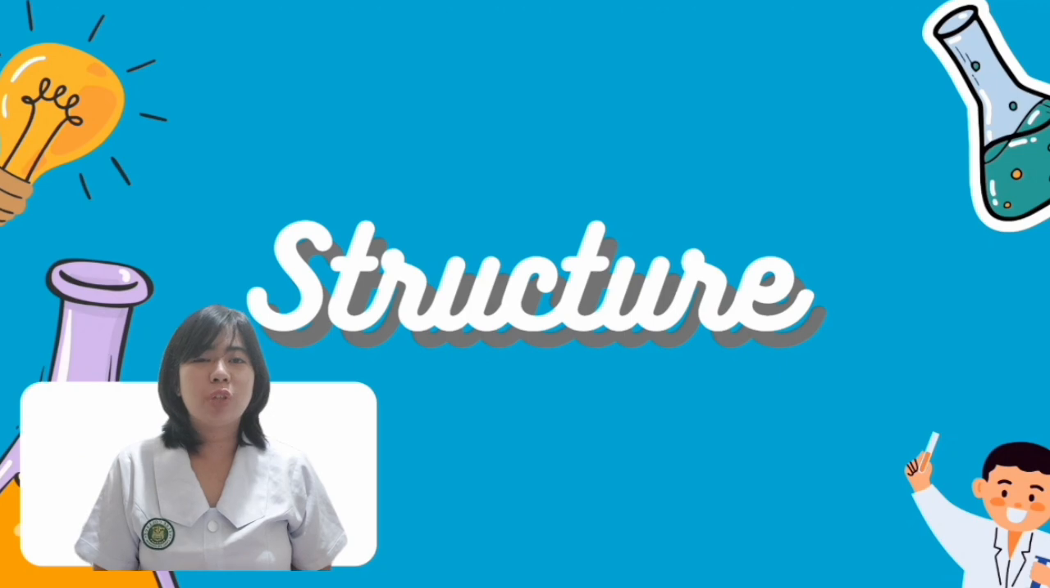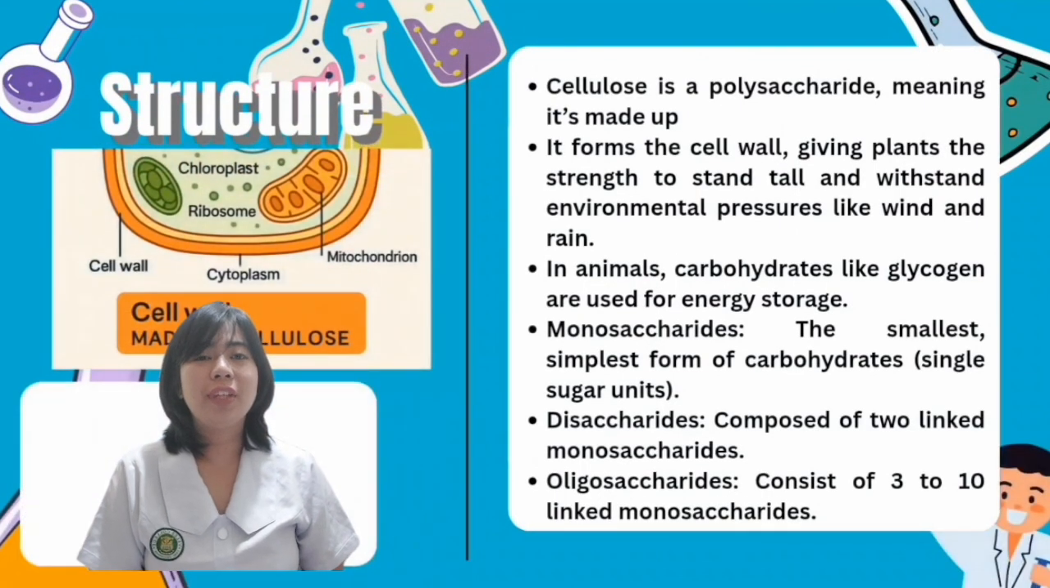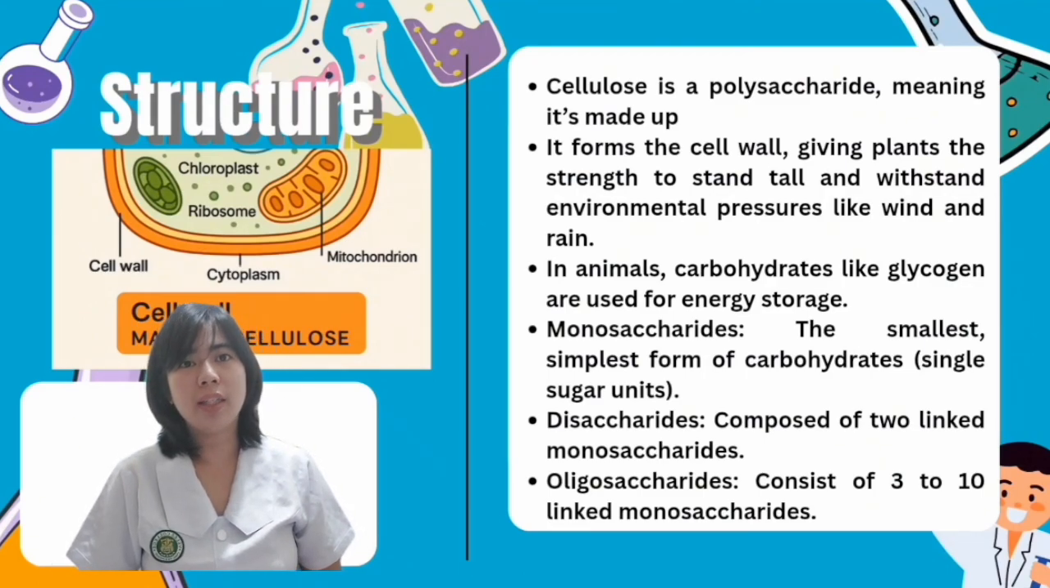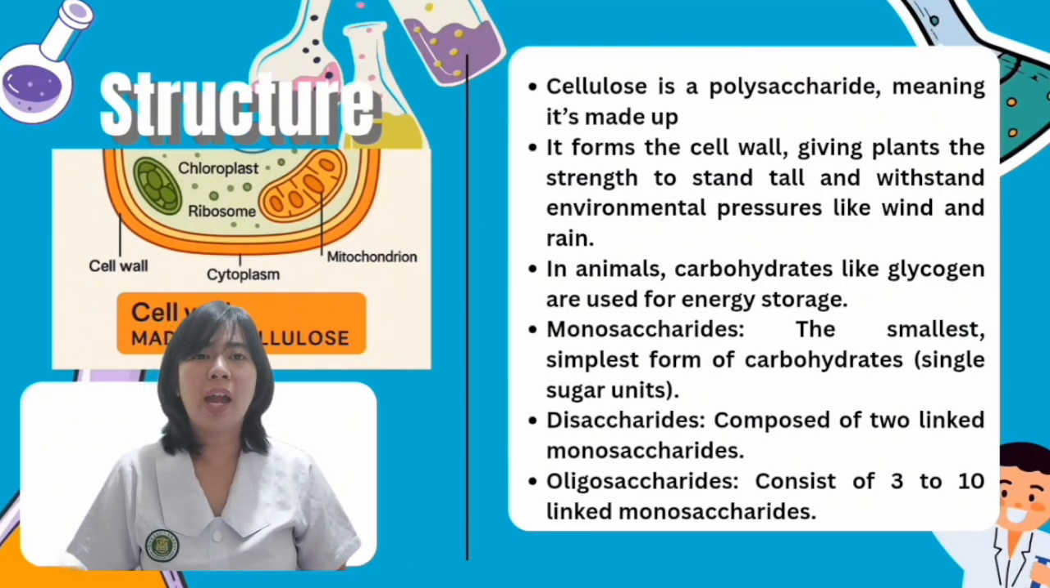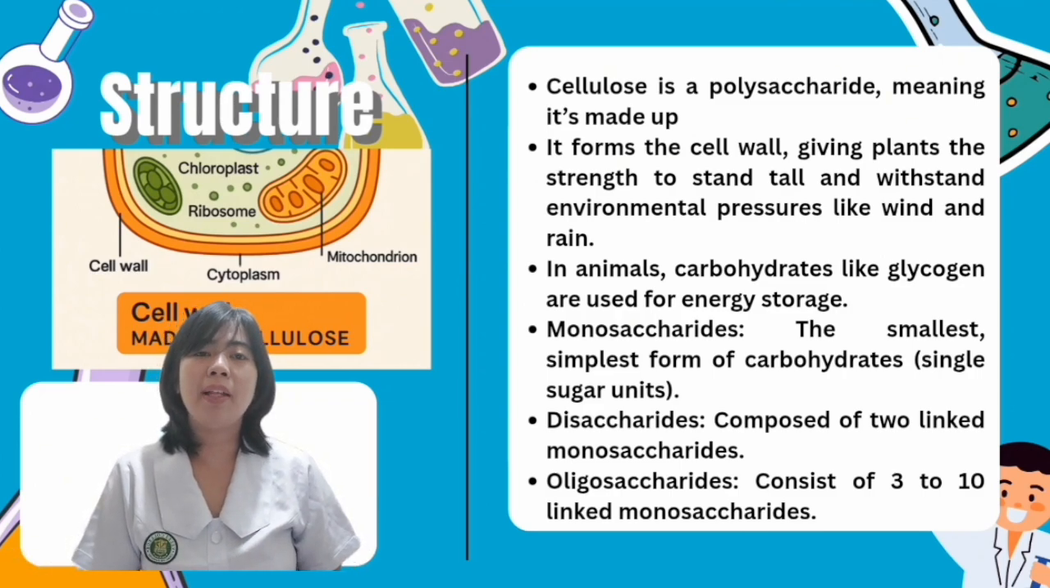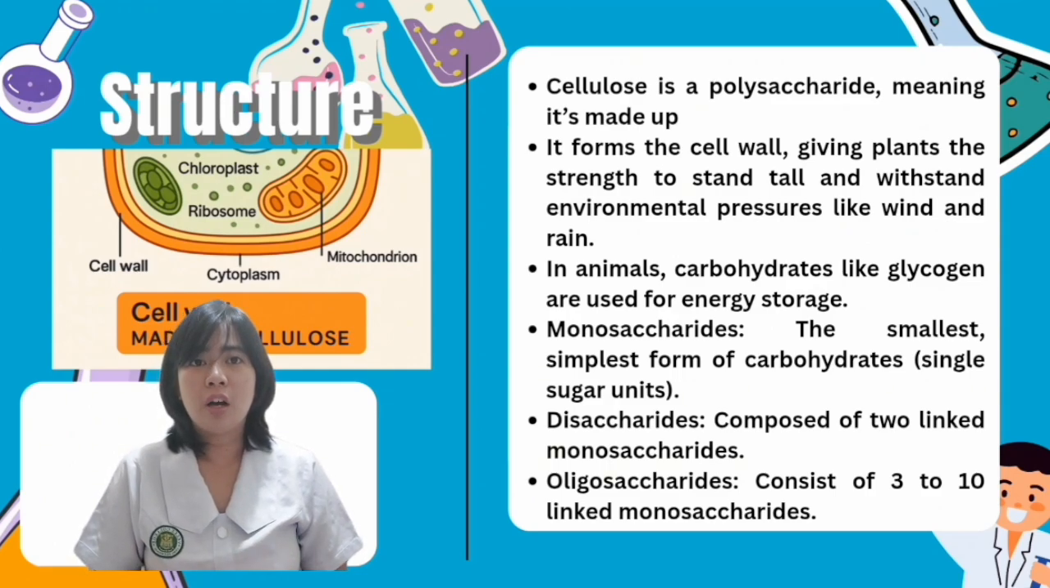So let's move on to structures. Let me show you a visual of a plant cell. Do you see the outer layer surrounding the cell? That is the cell wall, and it is made of carbohydrate called cellulose. Cellulose is a polysaccharide, which means it's made up of long chains of glucose molecules.